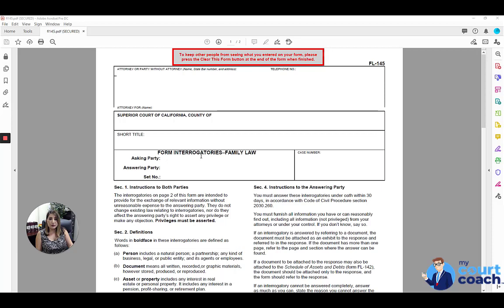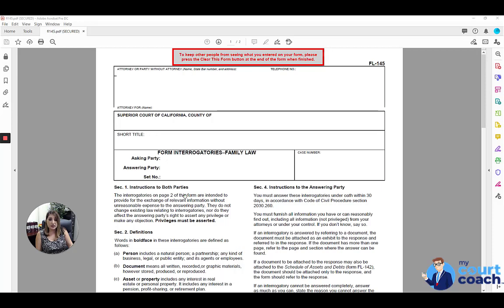Below that, you're going to list who the asking party is, that would be you, who the answering party is, that's the party this form is getting served upon, as well as the set number. If this is the first time you are serving this form on the other side, that would be set number 1. This is a form that does not get filed with the court. It just gets served directly on the other side.